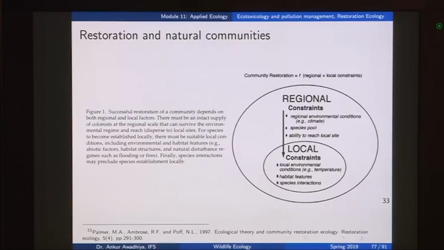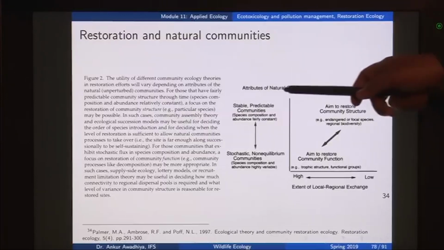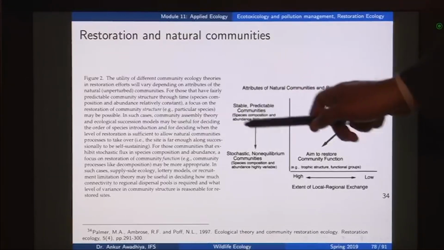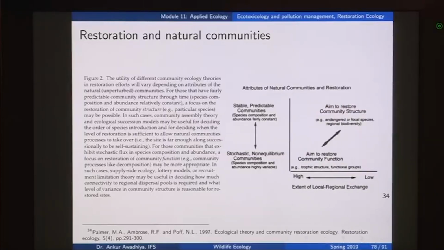So, in this case we can define 4 different kinds of scenarios. You can have areas with stable and predictable communities, or you can have areas with stochastic and non-equilibrium communities. These are 2 ways in which you can have the communities. And at the regional scale, we can have a high level of exchange, or a low level of exchange.